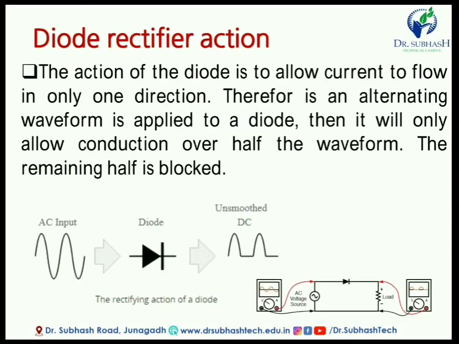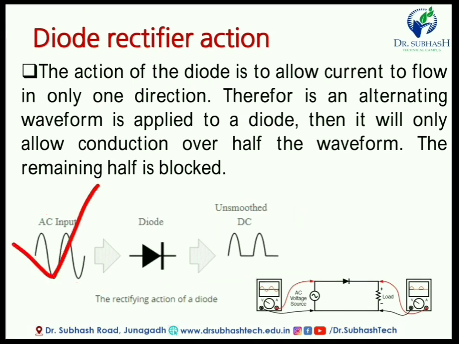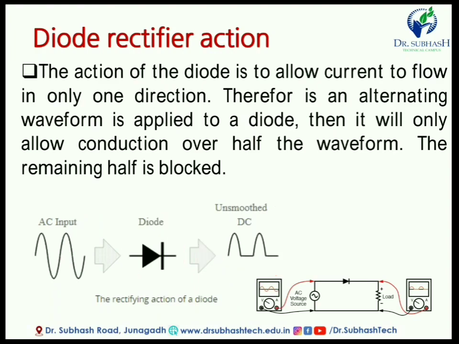In this figure we can see that an input AC waveform is applied to the diode, and the diode only conducts in forward bias. Whenever the diode is in forward bias it conducts, and in reverse bias it does not allow any current to pass. So the unsmooth or pulsating DC is like this. Here the negative half cycle is cut out and only the positive half cycle is there.